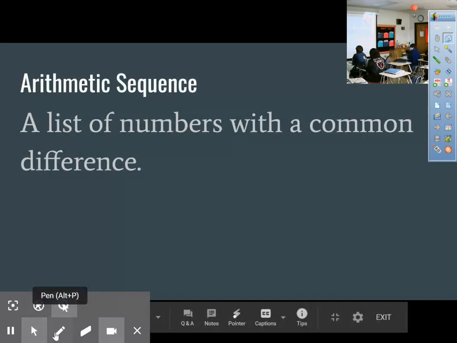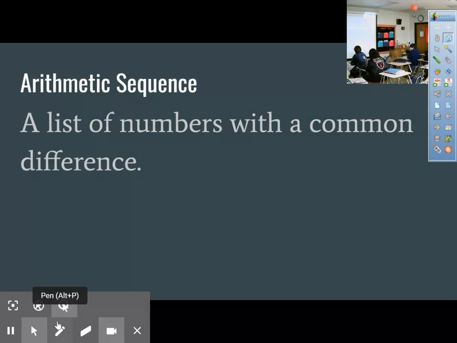All right, an arithmetic sequence. An arithmetic sequence is a list of numbers with a common difference. So let's write this down. Difference means subtract, so what that means is if you were to take each number, they add the same number each time to get to the next number. So an arithmetic sequence is a list of numbers with a common difference. Okay?